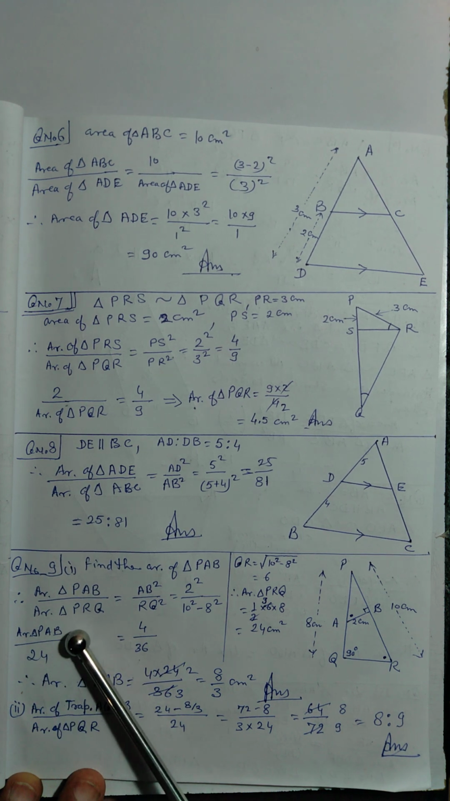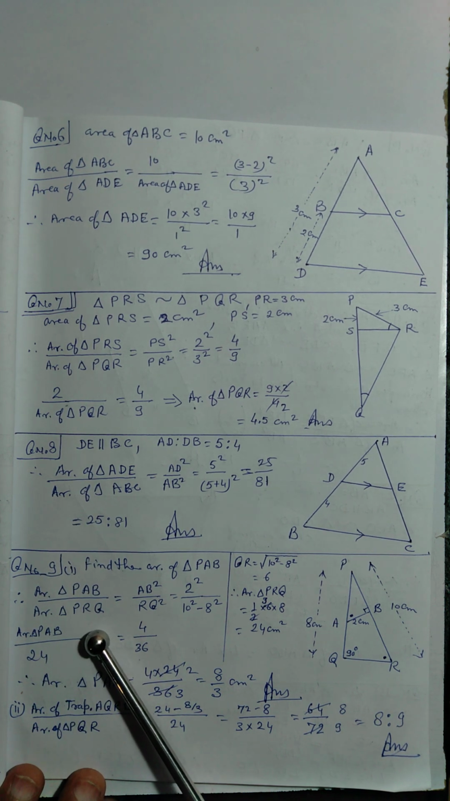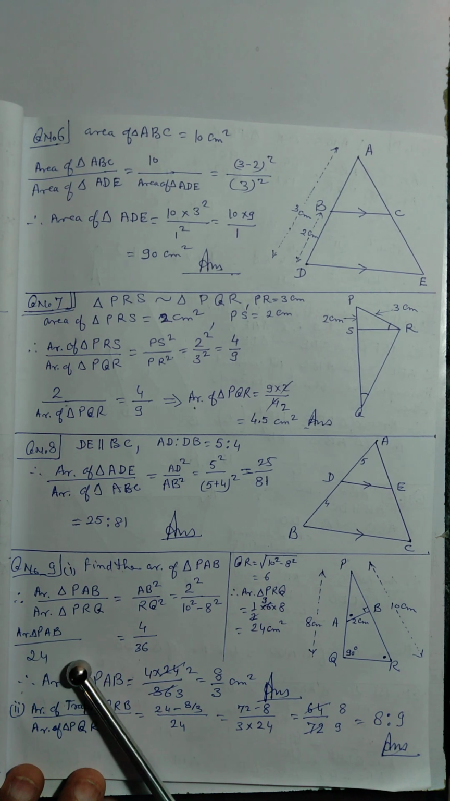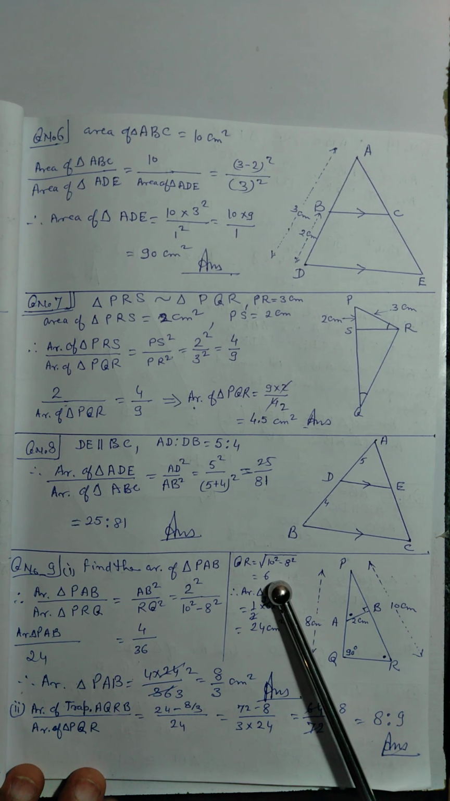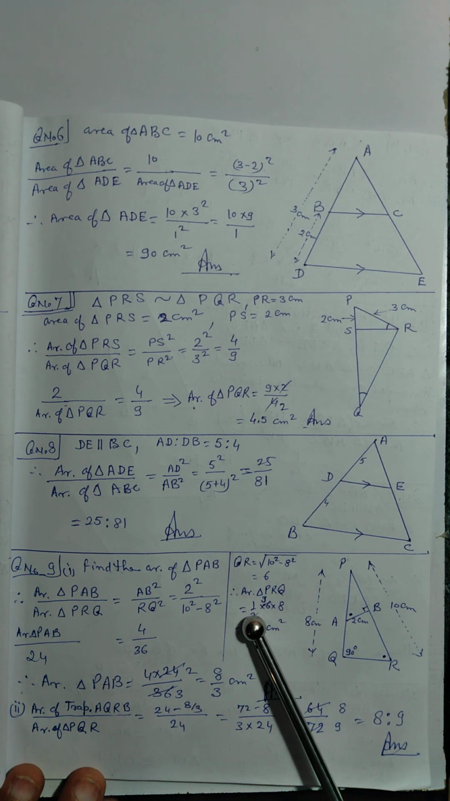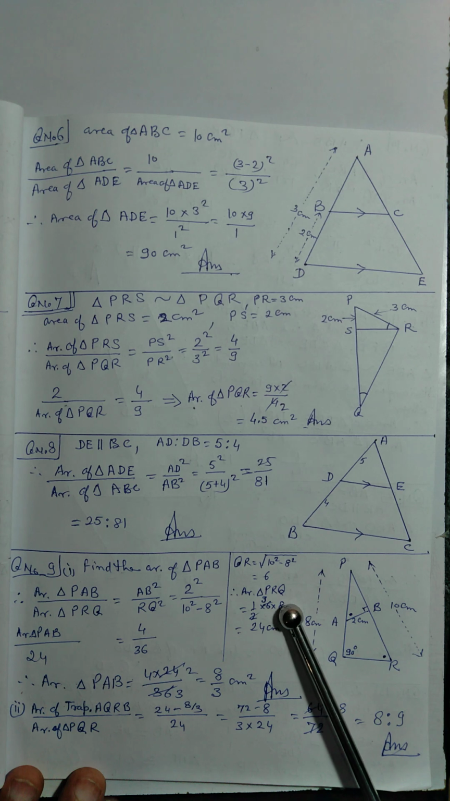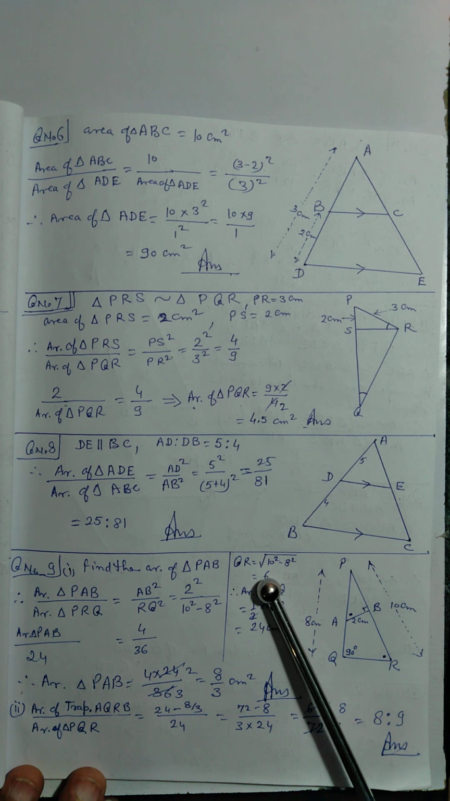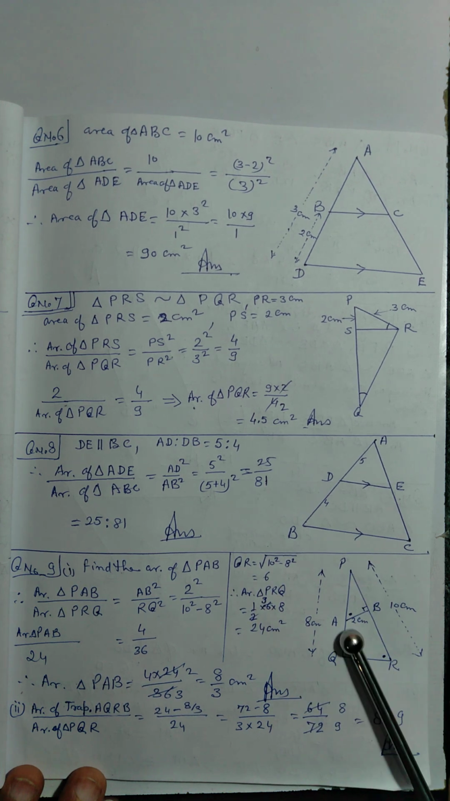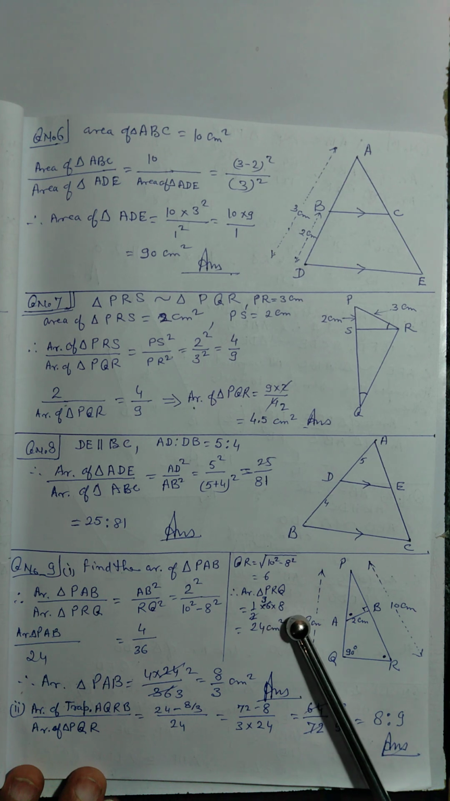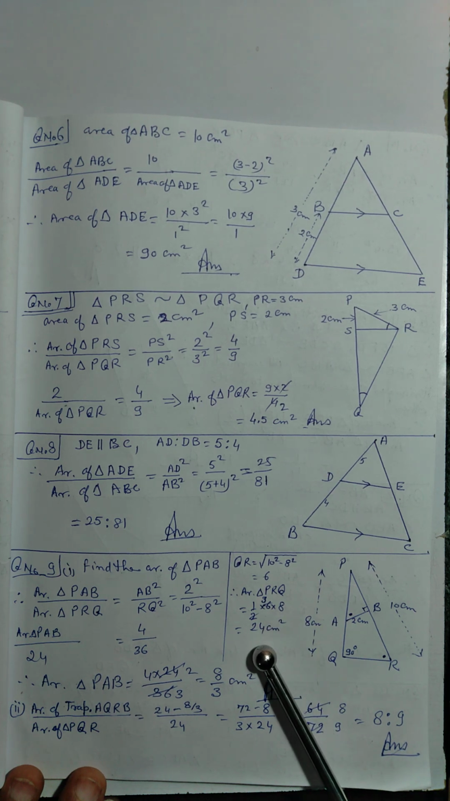In place of the area of PRQ, that is 24. From where I have got the 24, you see the QR is equal to the square root of 10 square minus 8 square, that will be equal to 6. So the area of triangle PRQ, 1 by 2, 6 is 6, because the legs of the right angle triangle are 6 and 8. This is 8 and this QR is 6. So 1 by 2 into 6 into 8, solve कीजिए, you will get 24.